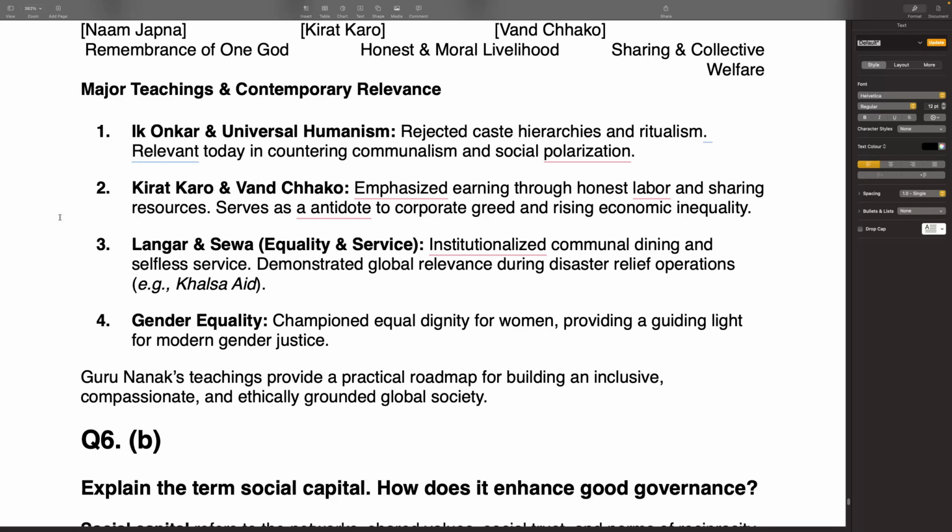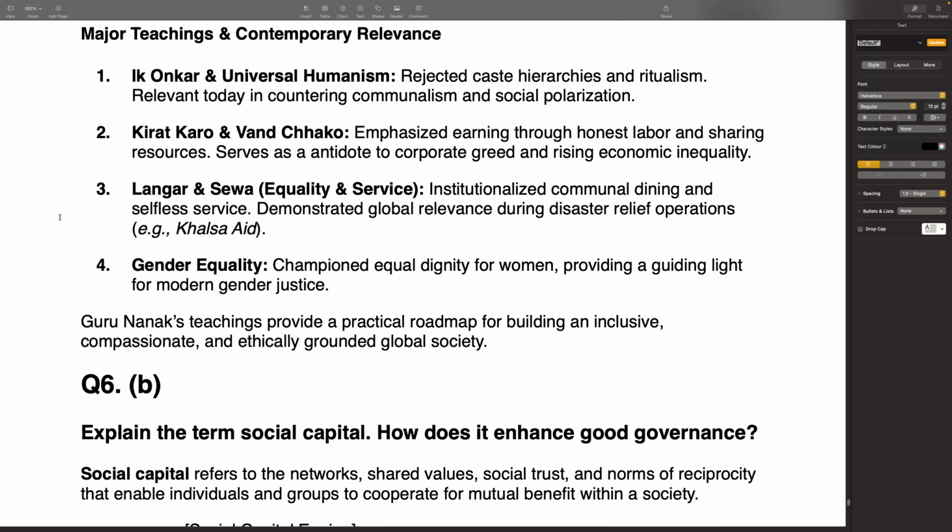Langar and Seva, equality and service, institutionalized communal dining and selfless service, demonstrated global relevance during disaster relief operations. Example: Khalsa Aid. Gender equality, championed equal dignity for women, providing a guiding light for modern gender justice. Guru Nanak's teachings provide a practical roadmap for building an inclusive, compassionate, and ethically grounded global society.